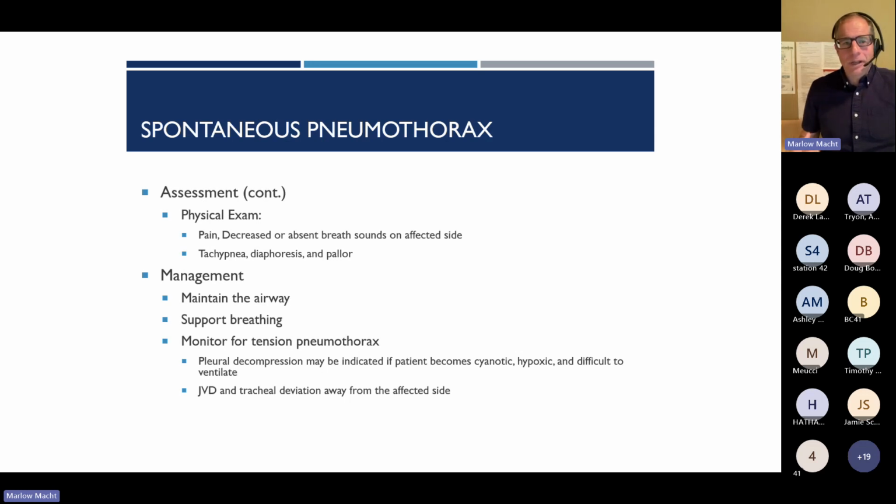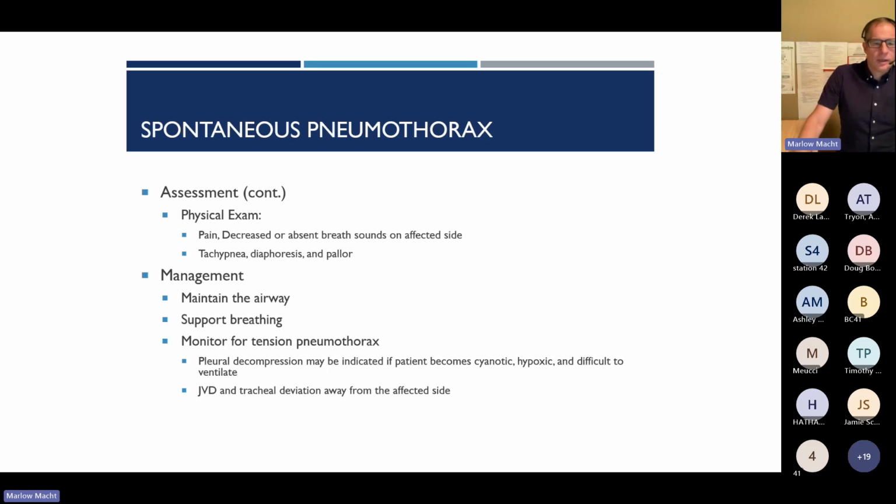They typically describe a sudden onset of intense chest pain and difficulty breathing, and the pain is typically localized to one side. Typically, you will get some decreased breath sounds on that side, and in a significant spontaneous pneumothorax, you will see some tachypnea. They can be diaphoretic and pale.